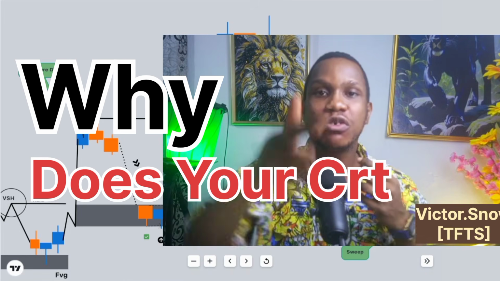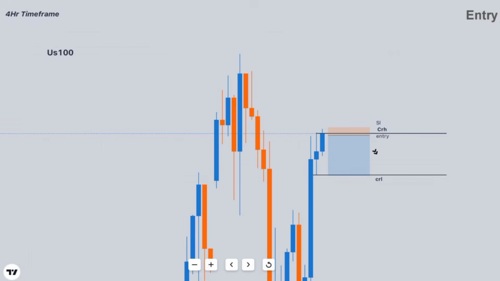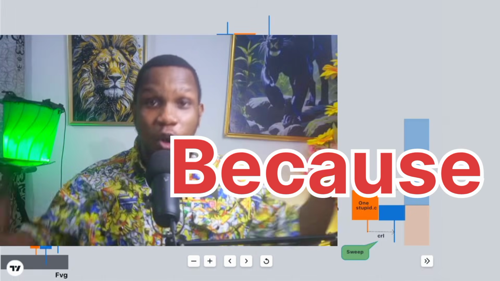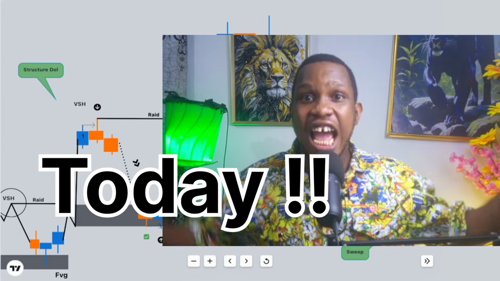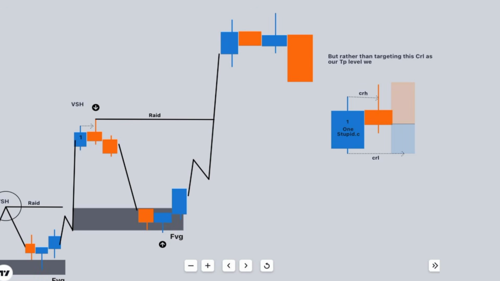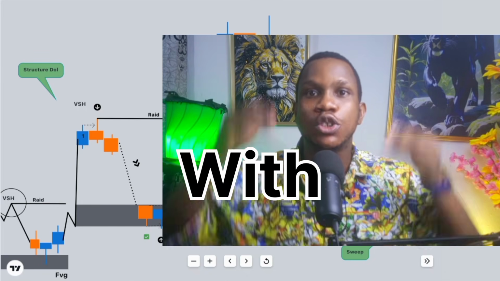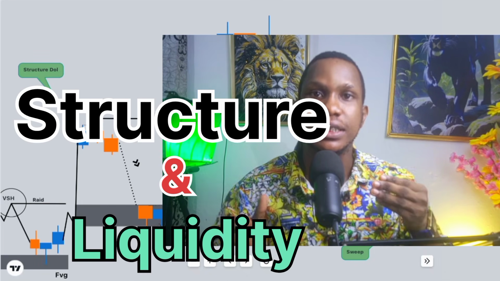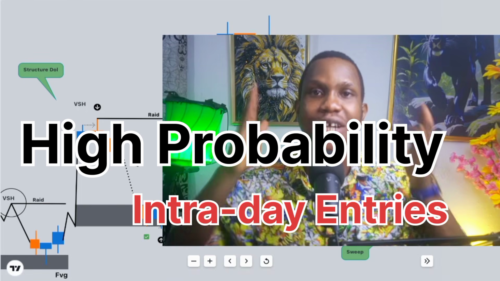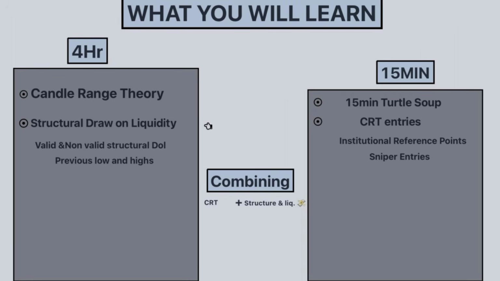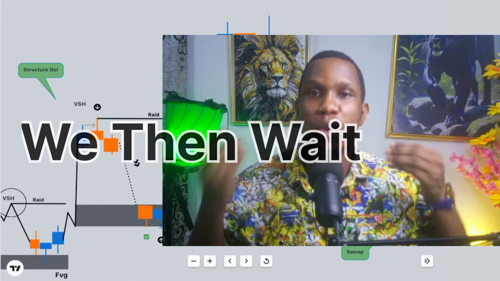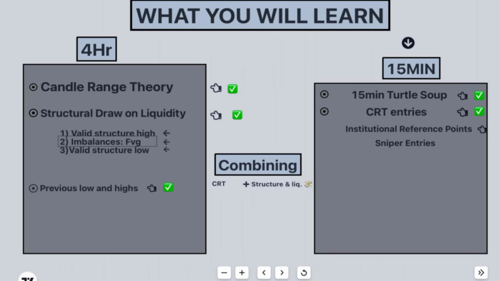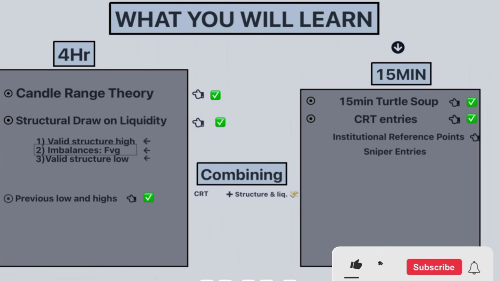Why does your CRT candle fail even when your analysis is perfect? Because you trade only the CRT. Today, I will show you how to combine your CRT with structure and liquidity to find high probability intraday entries. Starting from the 4 hour, we'll find our valid structural and liquidity levels. We then wait for our CRT to form, then drop to the 15 minutes for precise entries.